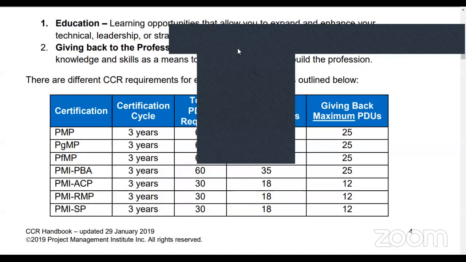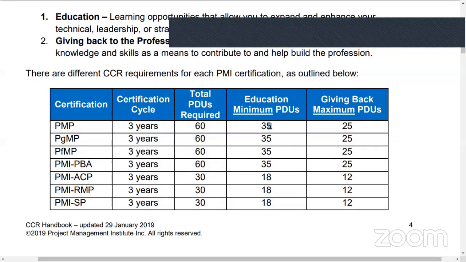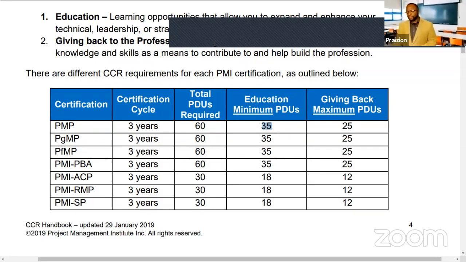So what can we learn from this? We can learn that PMI is big on the education piece, the giving back piece. They're keen on it, but not as keen as on the education piece. All right. So if you want to get all 60 from education, that's fine. You know, there's no hard and fast rule, but giving back is good. For the ACP, which is pretty popular, you can see that you must get a minimum of 18 education PDUs and a maximum of 12 giving back PDUs.